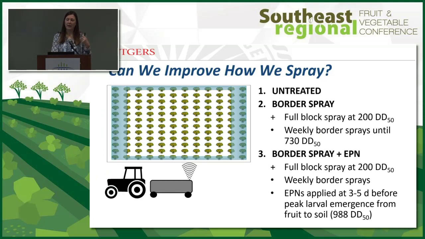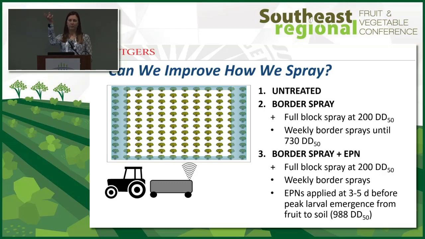So what we did is we compared on research farms throughout Georgia, West Virginia, and New Jersey. We compared it to an untreated control because we know that the grower standard is somewhat effective. We did a full block spray starting at 200 degree days, and then weekly border sprays until 730 degree days, which was about 4 applications. And then we compared that to a border spray plus a nematode application. The nematode application is timed to control the larvae that are in the ground.